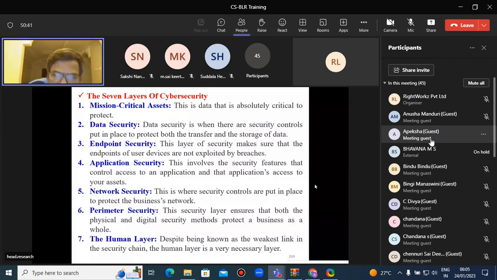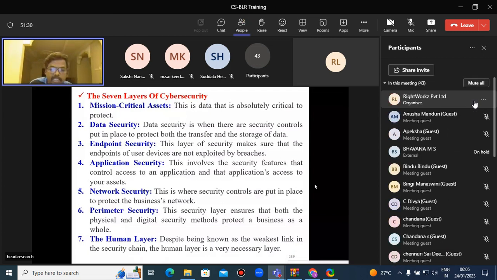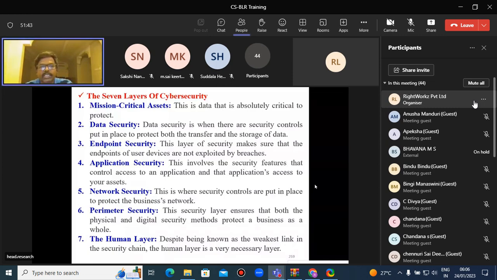Application security involves the security features that control access to an application and that application's access to your assets. Network security is where security controls are put in place to protect the business network. It is a collection of interconnected autonomous computers in the fashion of local area network, metropolitan area network, and wide area network. At the network level, how are you providing security? Perimeter security ensures that both physical and digital security methods protect the business as a whole. The human layer, despite being known as the weakest link in the security chain, is a very necessary link. So this is about the seven layers of security.